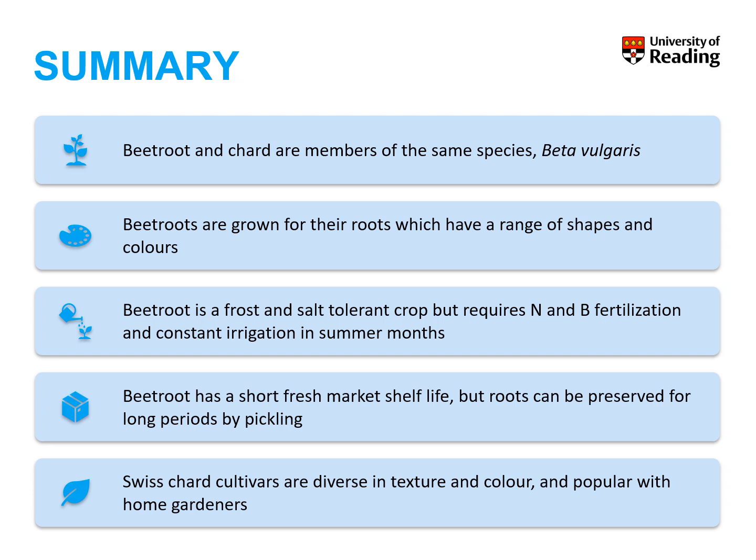So in summary, beetroot and chard are members of the same species, Beta vulgaris. Beetroots are grown for their roots, which have a range of shapes and colours. Beetroot is a frost and salt tolerant crop, but requires additional nitrogen and boron fertilisation and consistent irrigation in the summer months. Beetroot has a short fresh market shelf life, but roots can be preserved for longer periods by pickling. And Swiss chard cultivars are diverse in texture and colour and are popular with home gardeners.